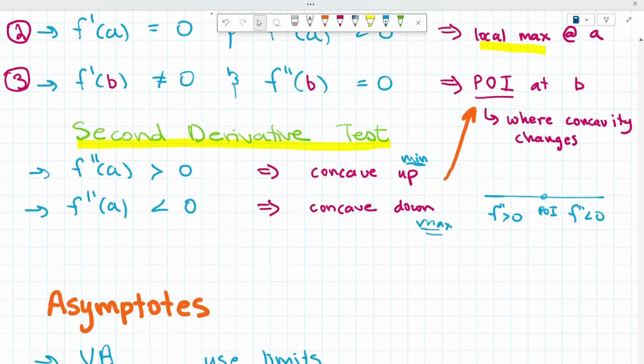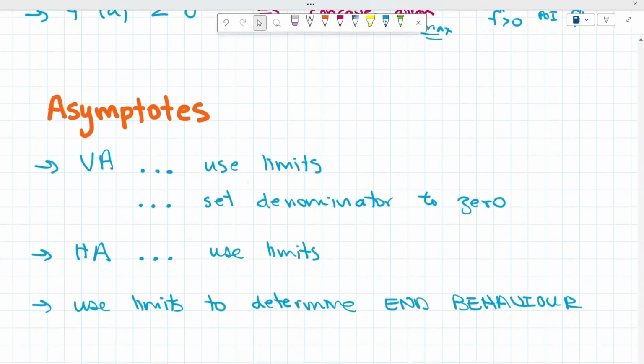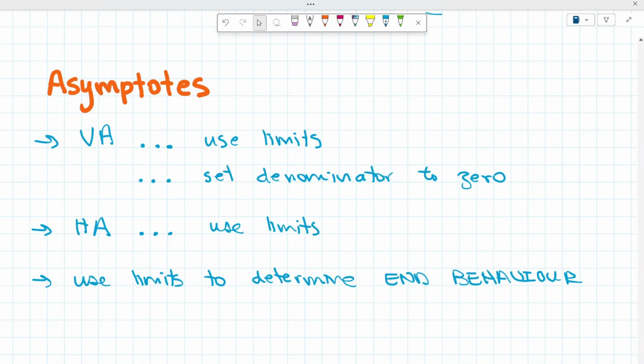Okay, moving on to our last letter in DISCA. Our last letter here is A, which stands for asymptotes. Note that not all functions will have asymptotes. For example, if you have a polynomial, there are going to be no asymptotes. But if you have a rational function, there's a very good chance that you will have at least one asymptote. So it's always good to make sure that you check for those.